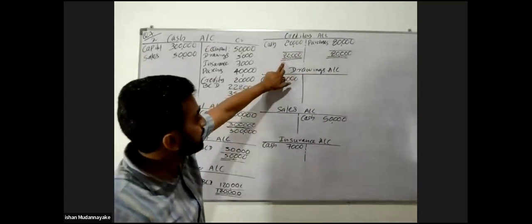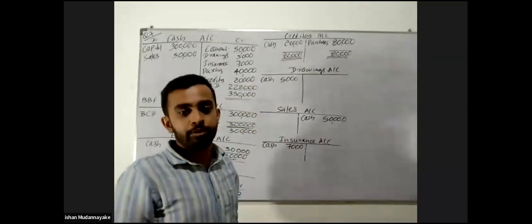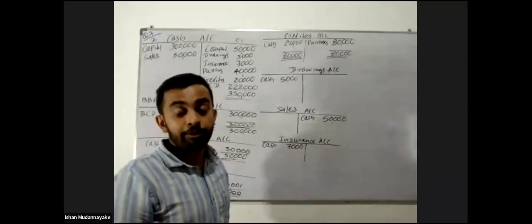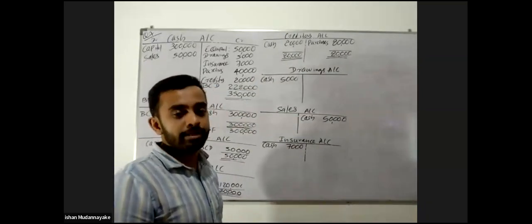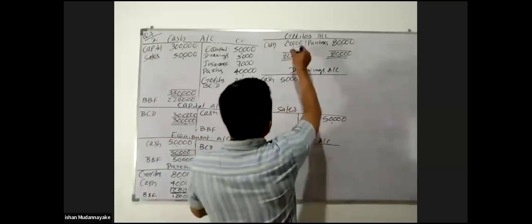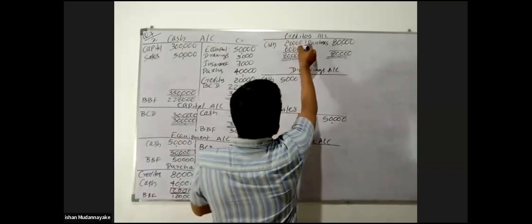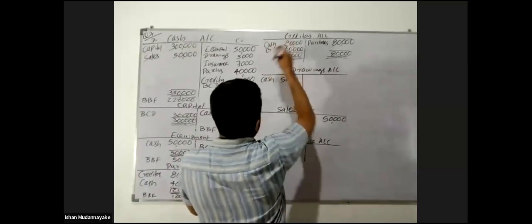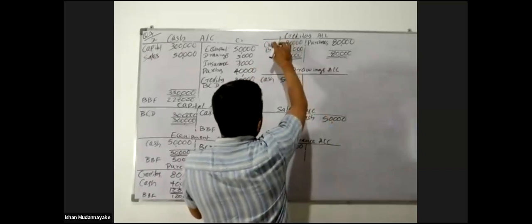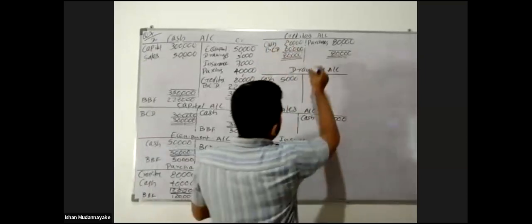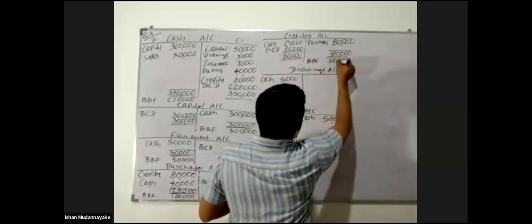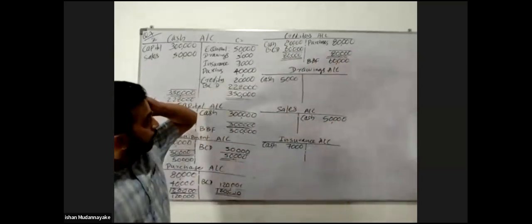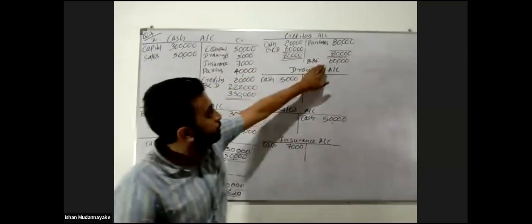And now, from this 80,000, you need to deduct this 20,000. Remaining creditors balance, how much? 60,000. Remaining payable balance to suppliers, 60,000. Then you need to record 60,000 as balance carried down, and then balance brought forward 60,000.